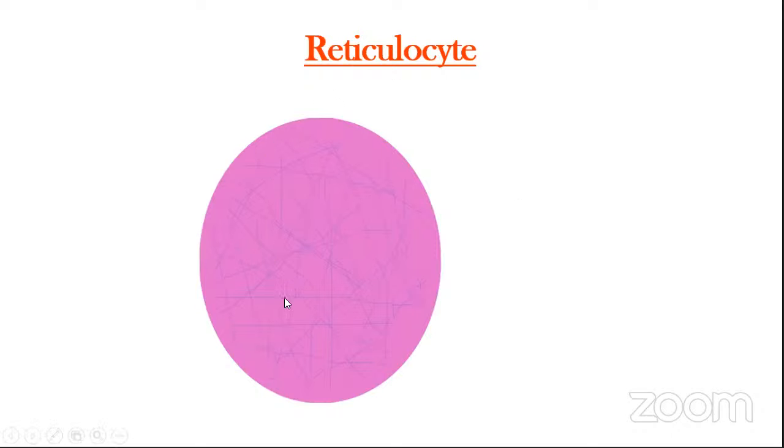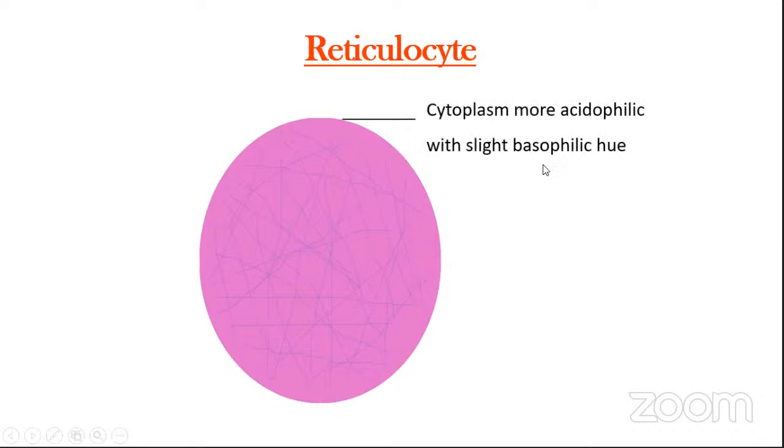So this is the microscopic picture, and this can be given as a picture-based question. There is acidophilic cytoplasm with a slight basophilic hue, and you can see the fine reticulum of RNA. So this is the reticulocyte.